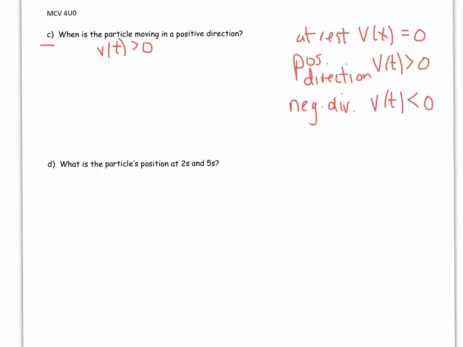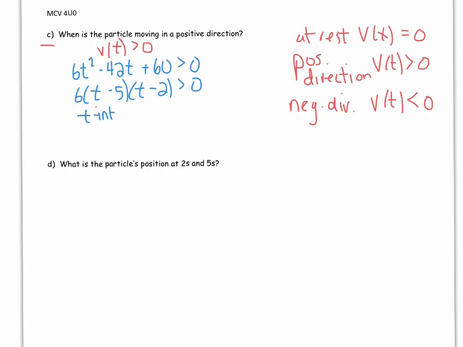We have our v at t from the previous screen, so it was 6t squared minus 42t plus 60. We want to know when is that greater than or equal to 0. In factored form, that was 6 times t minus 5 and t minus 2. When is that greater than 0? Okay, so we know then that our t-intercepts would be 5 and 2. And we could go ahead and set up our interval table and see what that gives us. Okay, so a really quick interval table here.